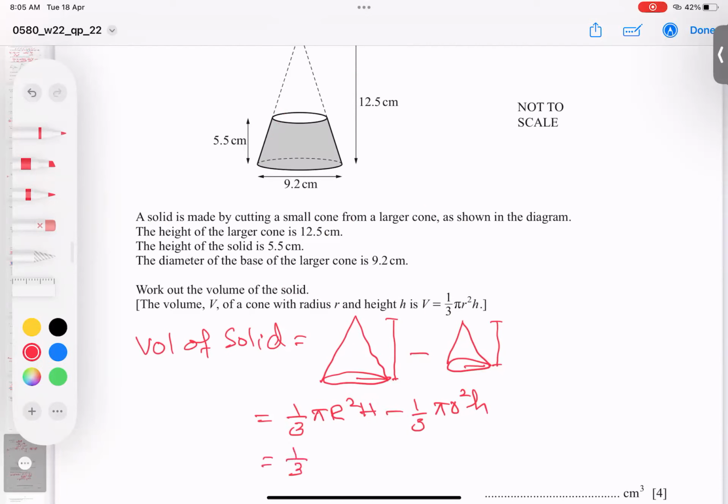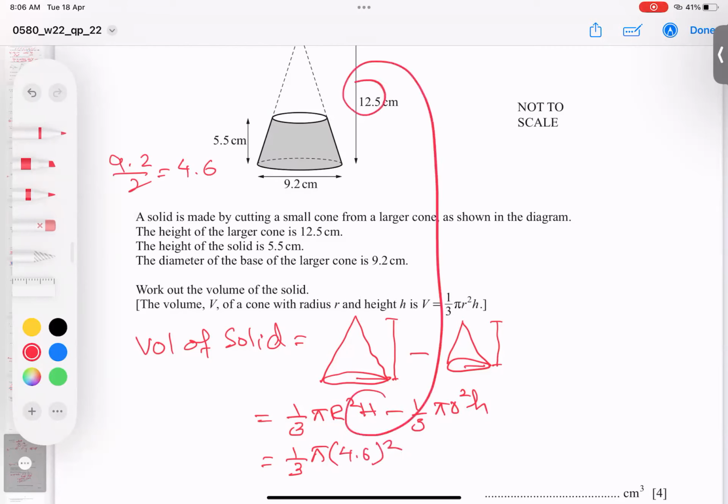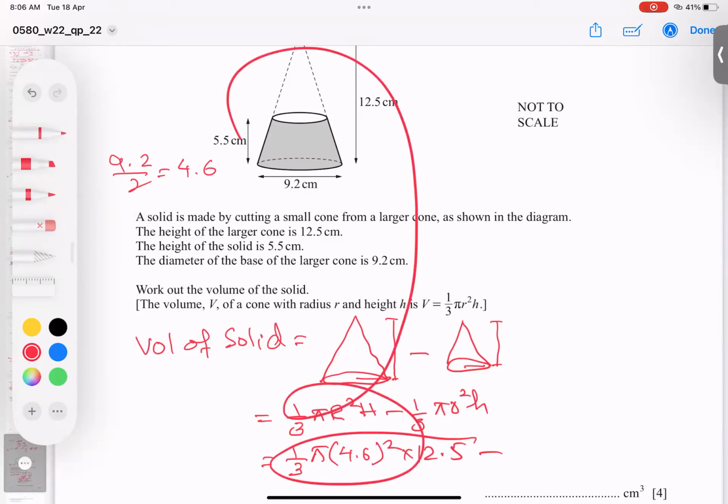1 over 3 pi, the radius of the bigger is not 9.2, sorry, divide by 2. 9.2 divided by 2: 2 4s are 8, and 2 6s are 12. So 4.6 is my radius. So I'm writing here 4.6, and the height of the whole object is 12.5. So I hope I got the bigger volume of the cone.